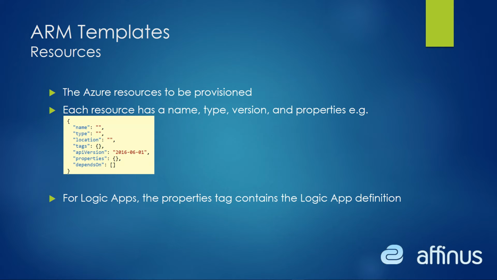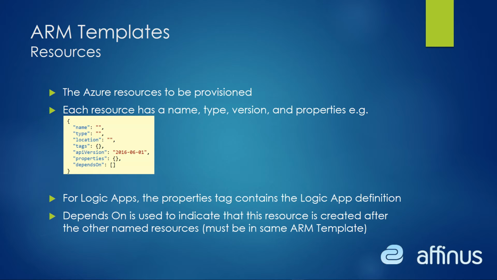So as mentioned, for Logic Apps, the entire Logic App definition is in the Properties section. For example, if you're in Visual Studio and you're in the Logic Apps Designer and you switch to Code View, everything you see in there is actually located in that Properties section, that Properties tag. And as mentioned earlier, the Depends On tag is used to indicate that the resource is dependent on other resources that must be defined in the same ARM template, and that we won't deploy this resource until the other resources have been deployed.